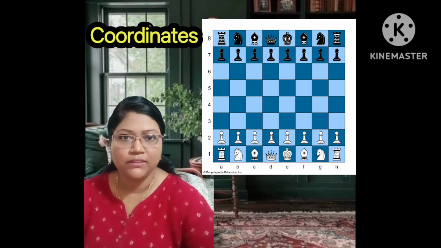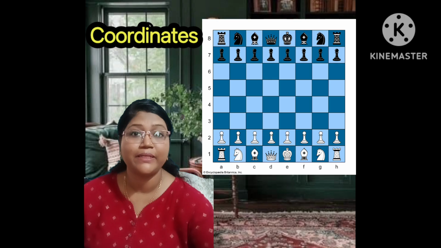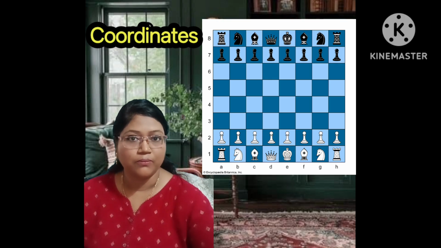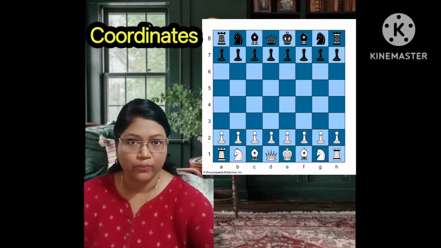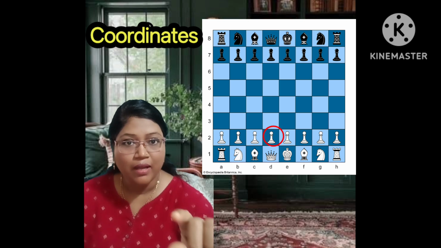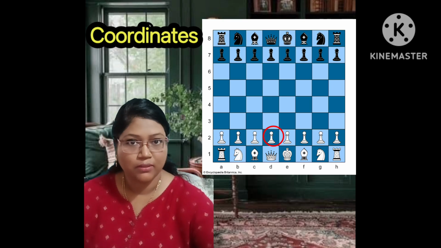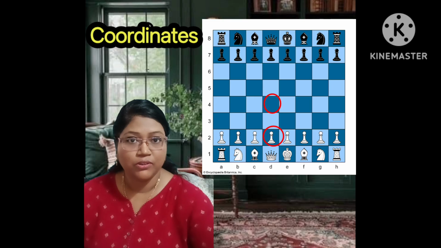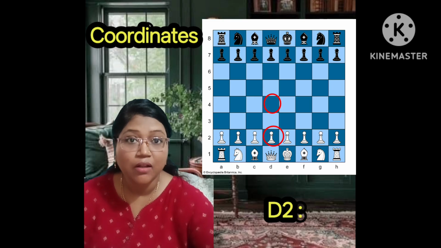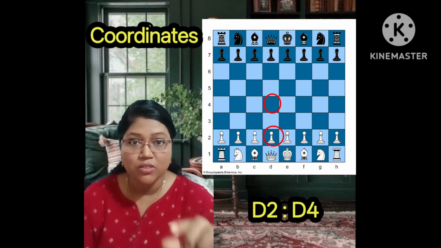So first, the white piece has to take the initiative. The pawn has to take two steps forward. Before, it was in D column and second row. Now its position is D2. Now it takes two steps forward. When it takes two steps forward, the position of that pawn is D4. So from D2 to D4, these are the coordinates. It means the column and row which connect at that point are called coordinates.